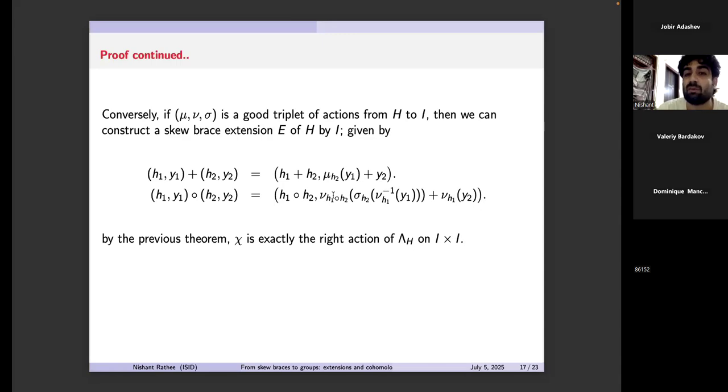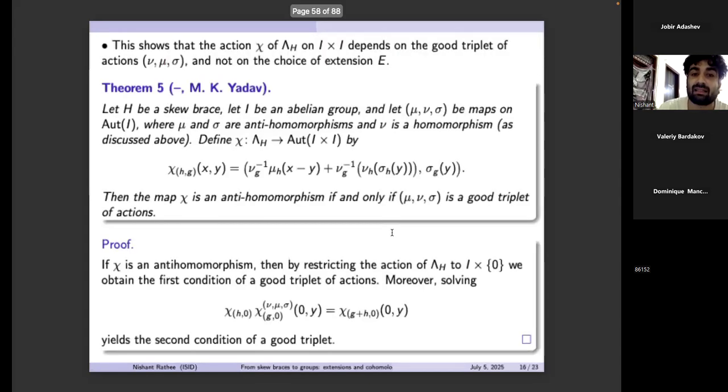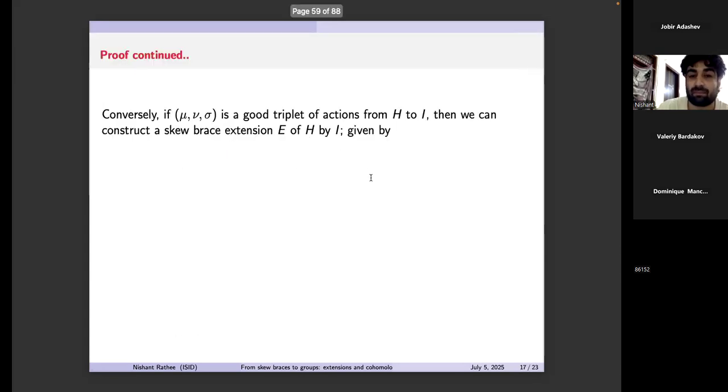This could be defined in a more general way, but the thing is, if you have a good triplet of actions, then you can define an extension of H by I such that the associated good triplet of actions is exactly the same. And we know that if the good triplet of actions is ν, μ, σ, we can always construct a right action of the lambda group of H on I × I, given by exactly this formula.